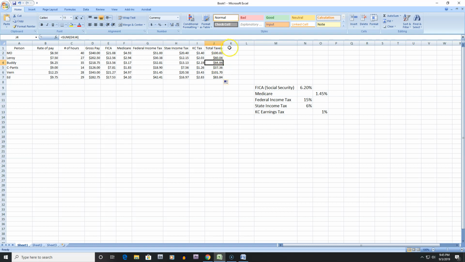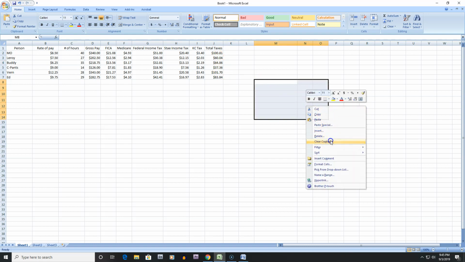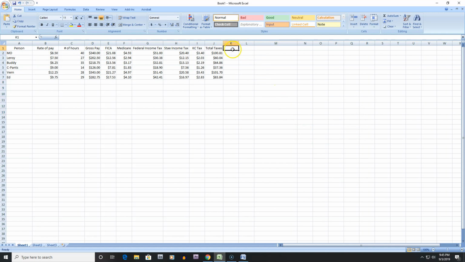Now, actually we don't need this anymore, so I can highlight, right click, clear contents, go away. Now we go to net pay is what we're going to type in here. Net pay is what you will see on your actual paycheck.